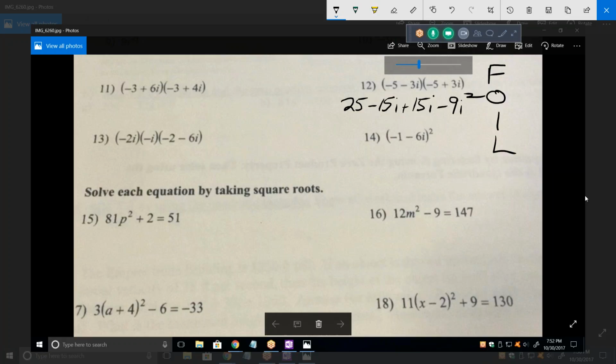Now, first thing I can see immediately is those go away. I got minus 15i plus 15i. They just cancel each other out. And then convert your i squared to -1 and you'll have your answer. 25 plus 9? 34. Yeah, so that's the answer.